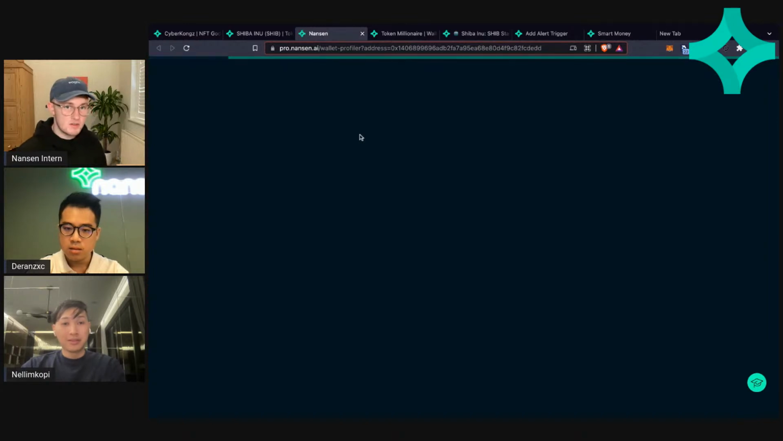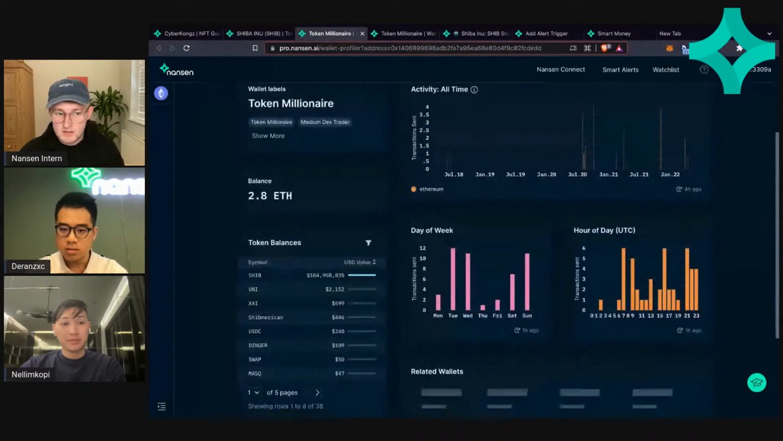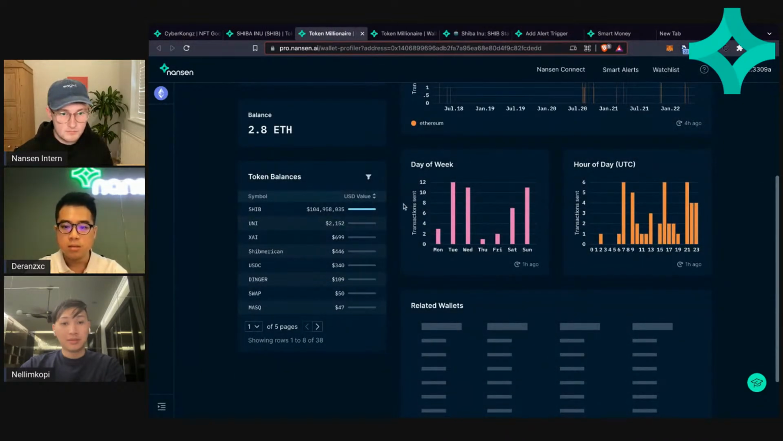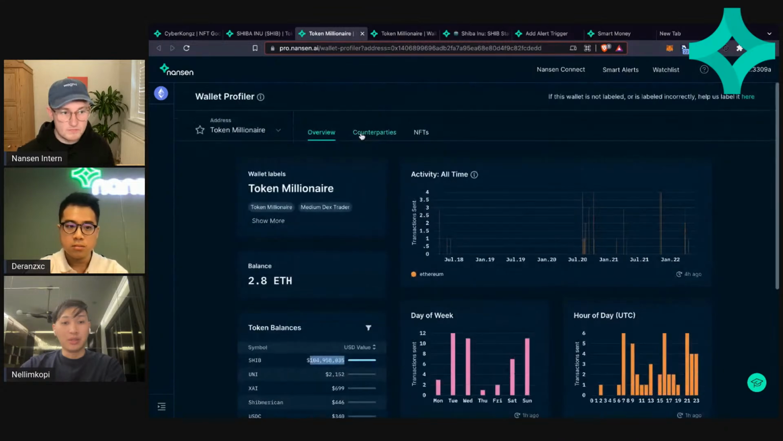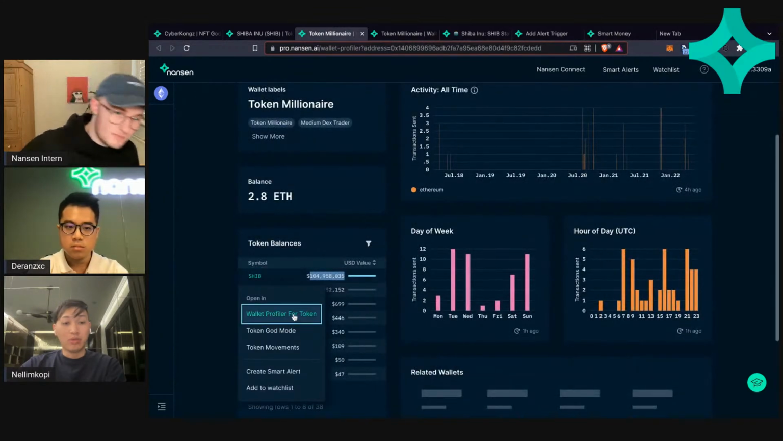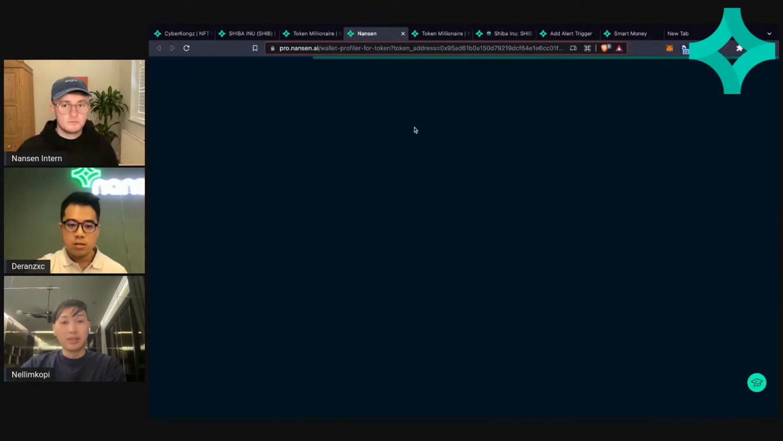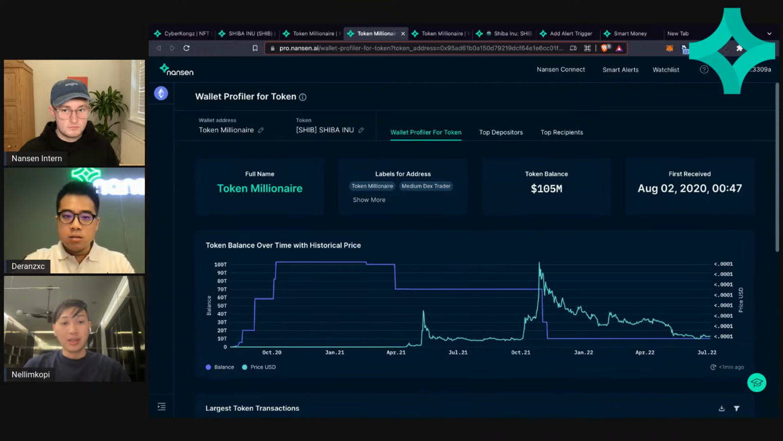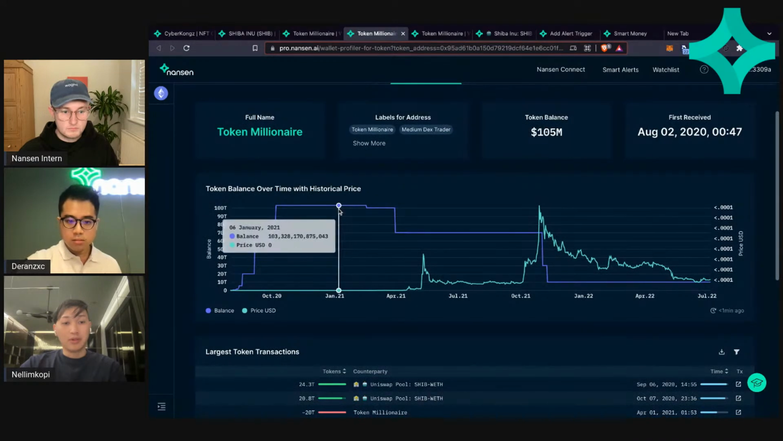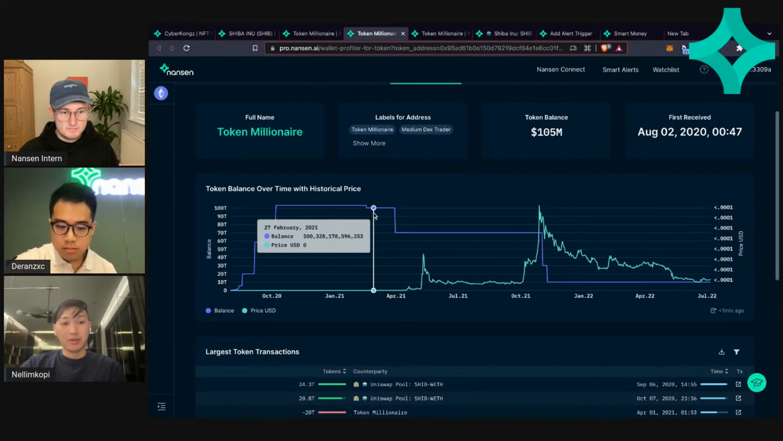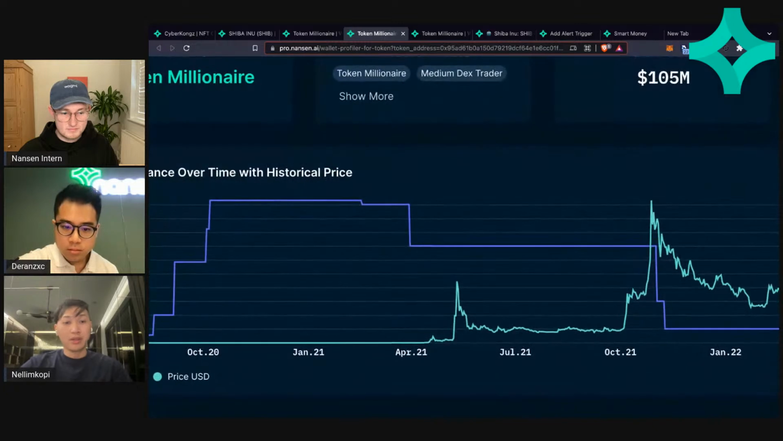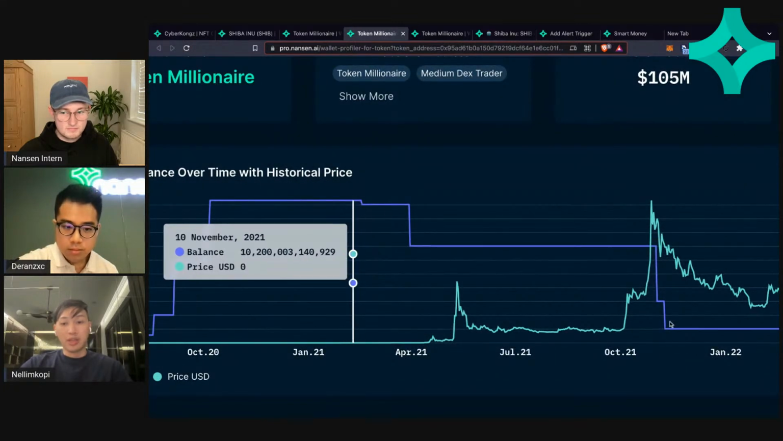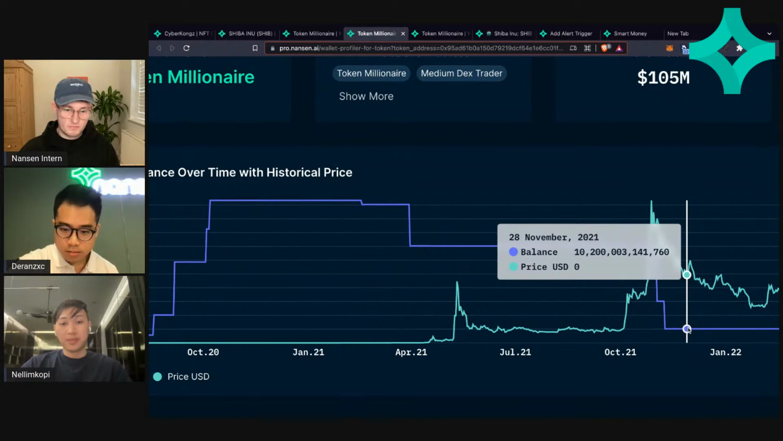And on Nansen, you can see how easily you can see what they've been doing with it as well. Yeah, I think it's this particular one. If I do a wallet profile for token, I can see his previous balance, right? How many tokens was he holding previously versus now? So you can see a huge drop from Jan last year. They were holding a huge ton of token. I'll zoom in for you. And now they're holding significantly less.